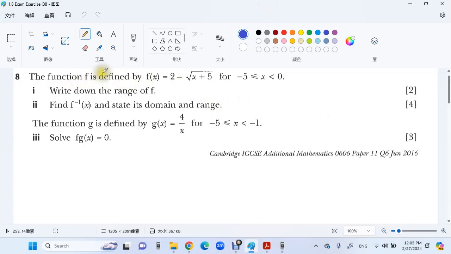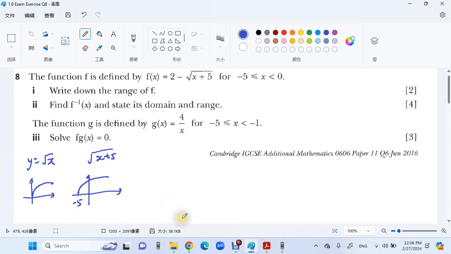Okay, question number 8. The function f is defined by f(x) is equal to 2 minus square root of x plus 5, for x between -5 and 0. So we have the square root of x, so we have y equal to square root of x. The graph will look like this. And the square root of x plus 5, the graph will look like this. So over here will be -5.